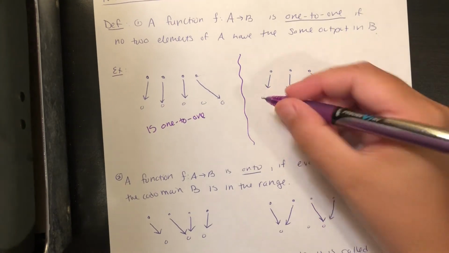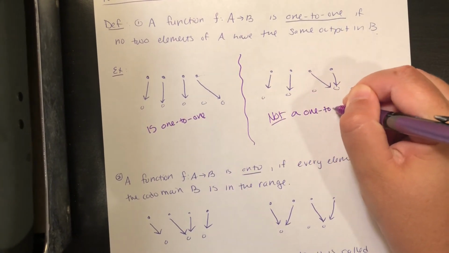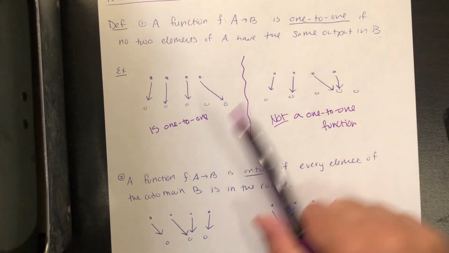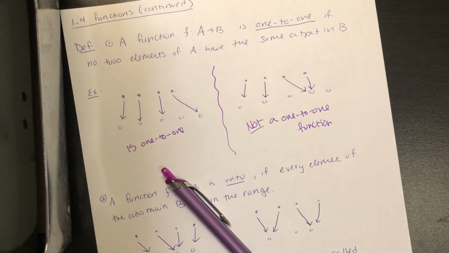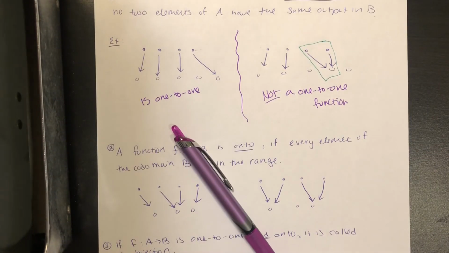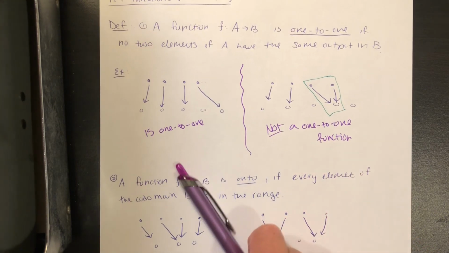But this example here is not a one-to-one function. It's still a function, but it's not a one-to-one function. And that's because we have two elements of the domain mapping to the same element of the codomain. Those two people, for instance, are getting assigned the same job. And so this is not a one-to-one function.